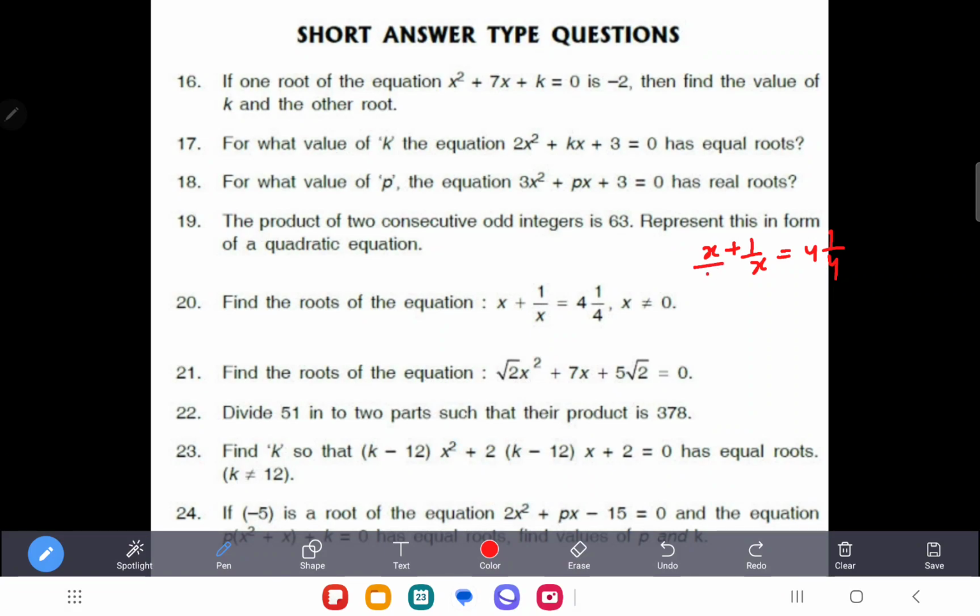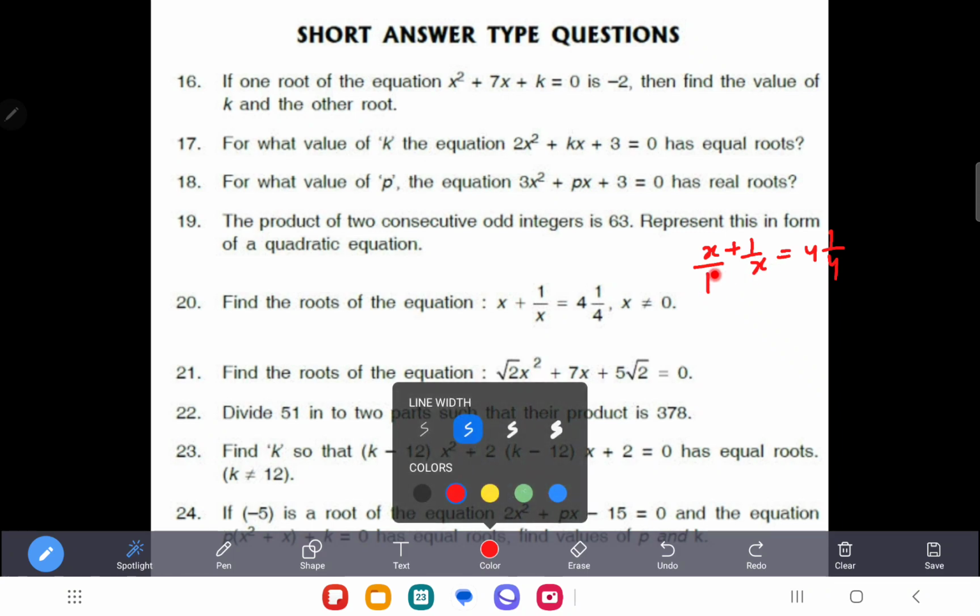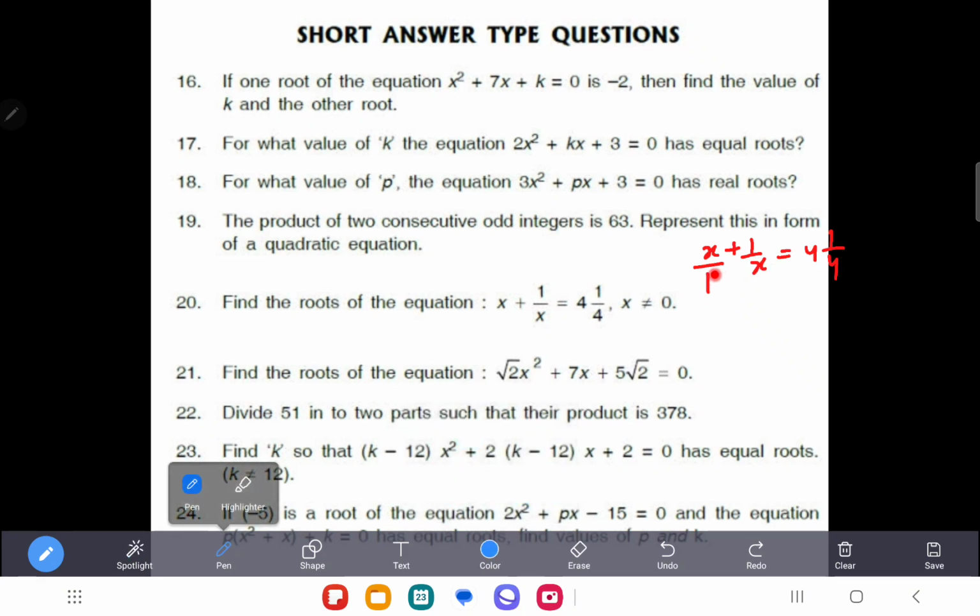So what is the denominator here under x? It was 1. So what is the LCM of x and 1? Tell me. What is the LCM of x and 1? X. And what am I supposed to do then? You tell me. Into x and into x.